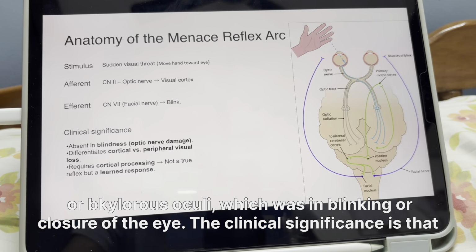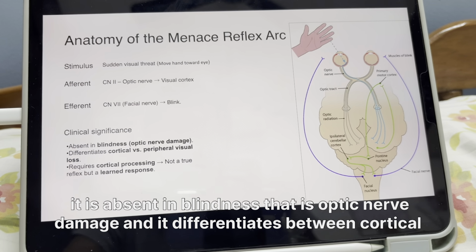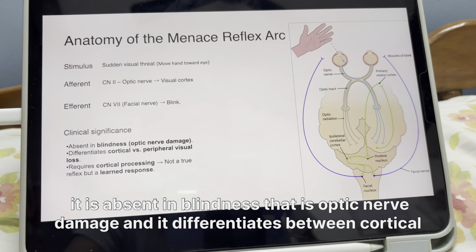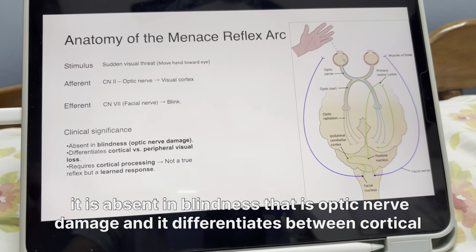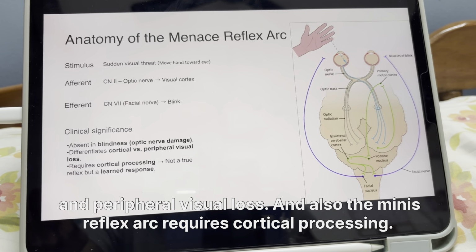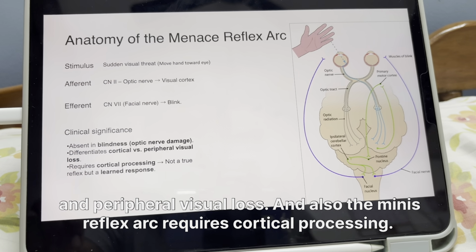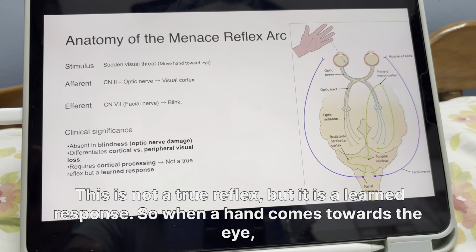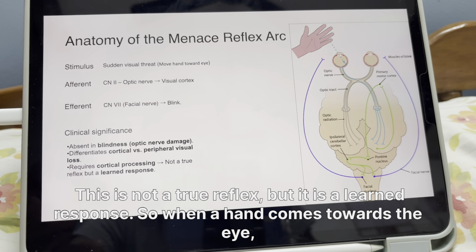Clinical significance is that it is absent in blindness, that is optic nerve damage, and it differentiates between cortical and peripheral visual loss. And also, the Menace reflex arc requires cortical processing. This is not a true reflex, but it is a learned response.